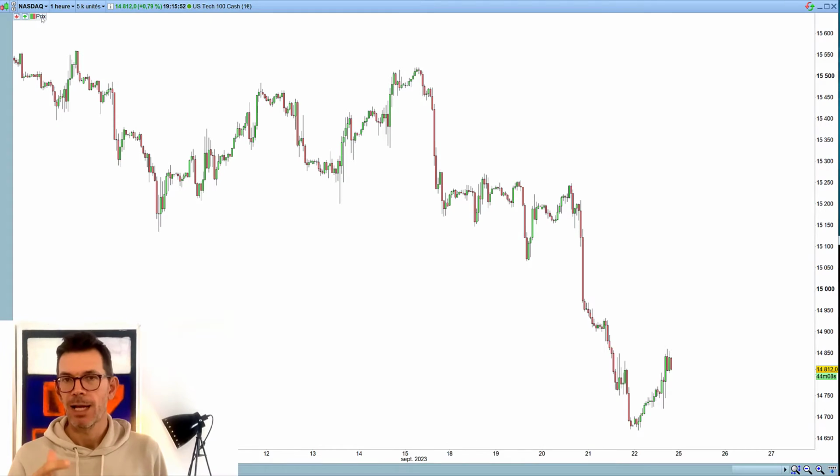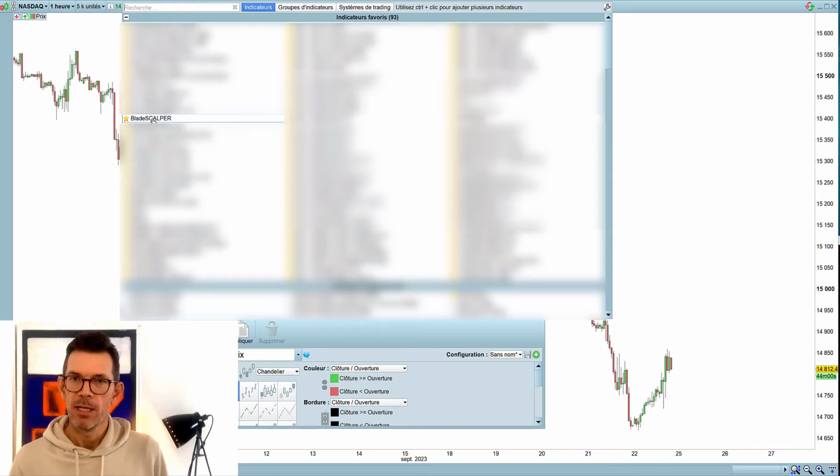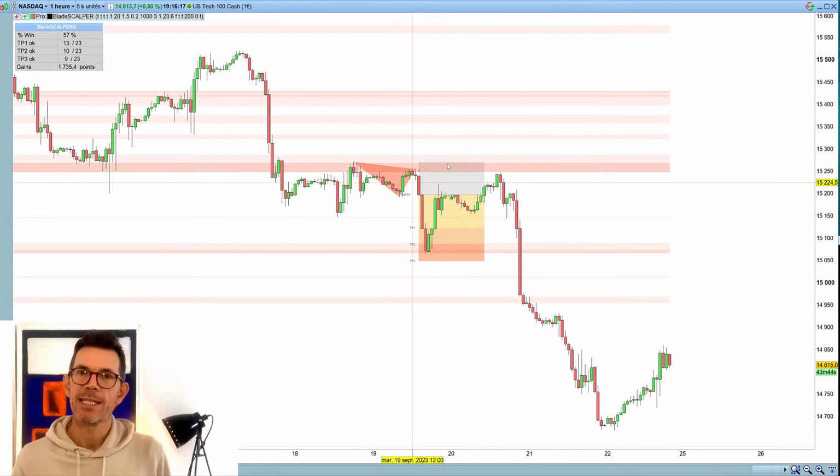And first, let's put the indicator on the price chart. Click on price and add indicator, and here we go. So now, what are the key features of Blade Scalper?